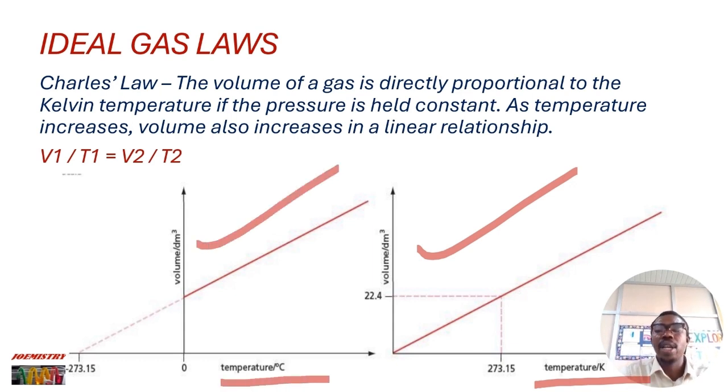So any of these graphs can represent what? The ideal gas law, which is what? Charles' law: that the volume of a given mass of gas is directly proportional to its Kelvin temperature if the pressure is held constant. So it's as simple as ABC.